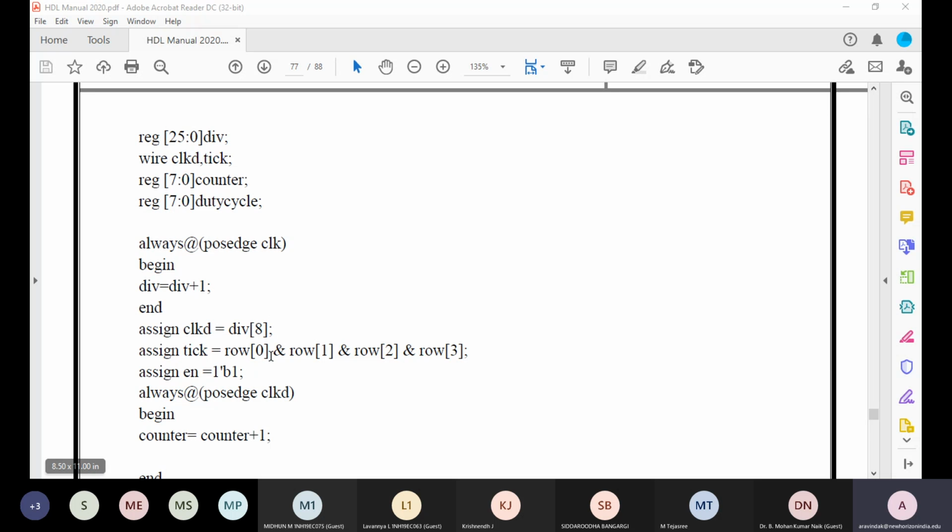Now assign tick as row of 0 and row of 1 and row of 2 and row of 3. What is this row? In the daughter board, wherever our DC motor and stepper motor are present, in that daughter board there are 4 keys.